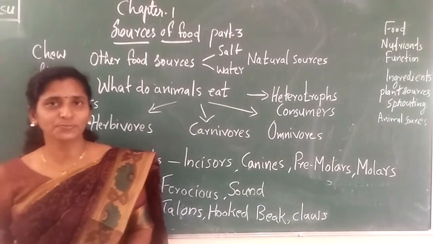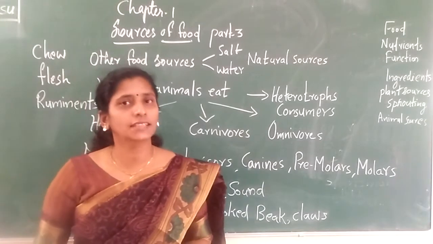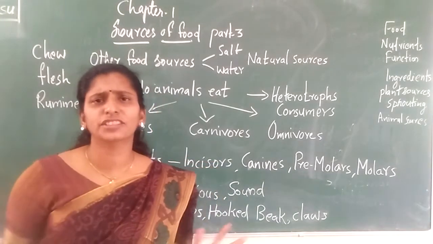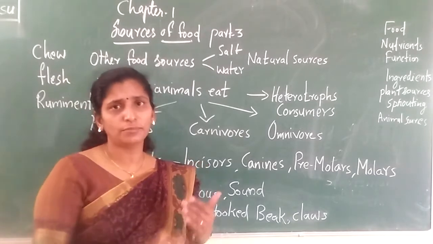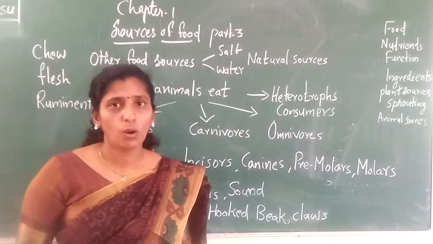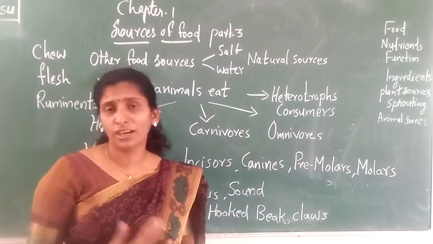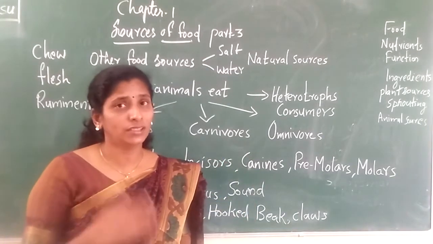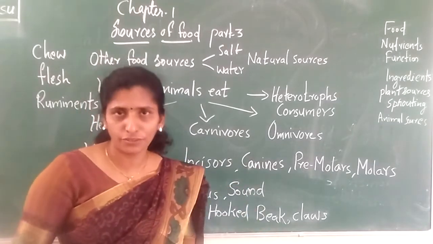Good morning, children. Now we are starting our 6th class syllabus. What is our first chapter? Yes, sources of food. From the start we have discussed what food is, what food contains, what the different types of nutrients are, and what the function of food is.